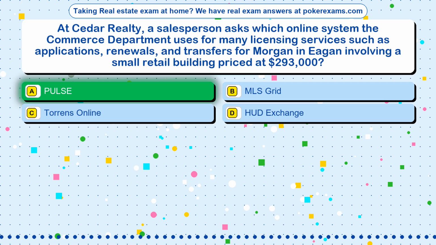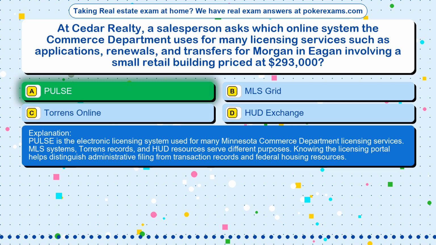The correct answer is option A, Pulse. Pulse is the electronic licensing system used for many Minnesota Commerce Department licensing services. MLS systems, Torrens records, and HUD resources serve different purposes. Knowing the licensing portal helps distinguish administrative filing from transaction records and federal housing resources.